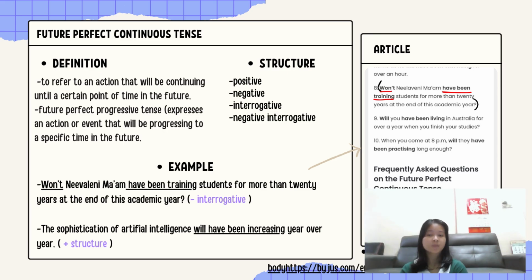So the next example is about artificial intelligence. The sophistication of artificial intelligence will have been increasing year over year. This example shows a positive structure of future perfect continuous tense.